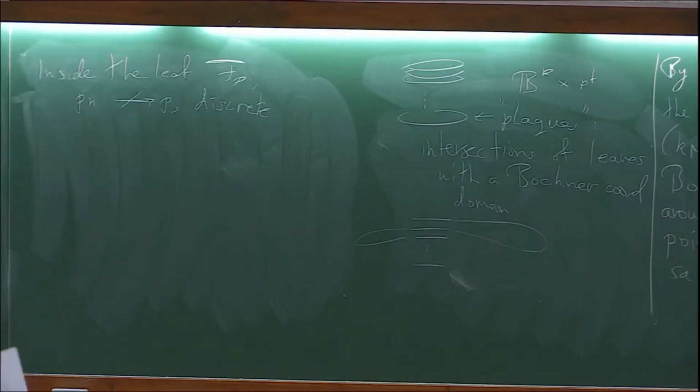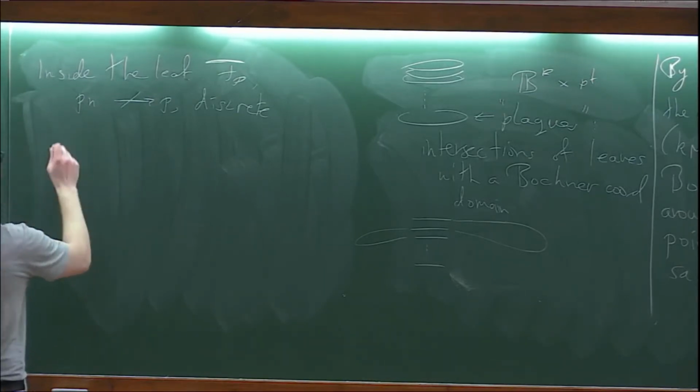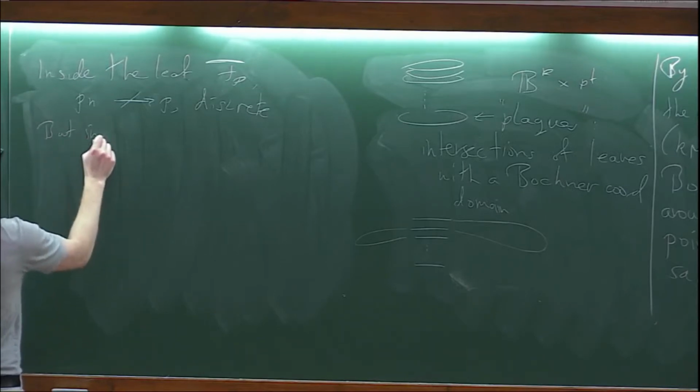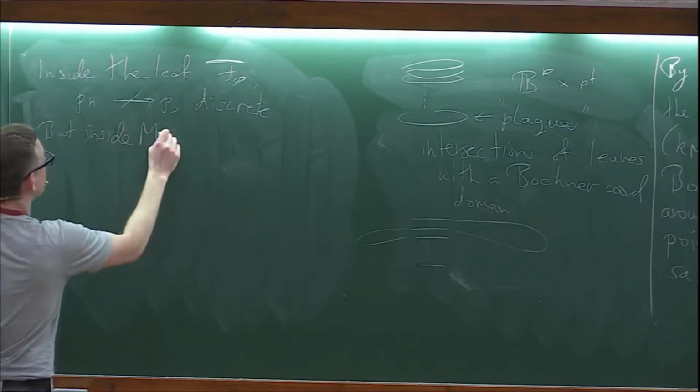Inside the leaf, it's a long way to go from P1 through P2 to P3 and so on and end up at P. It's a long trip. It takes infinitely far to go that way. But this way, it's not so far. So inside the leaf, it's not approaching, but inside M, Pn is approaching.